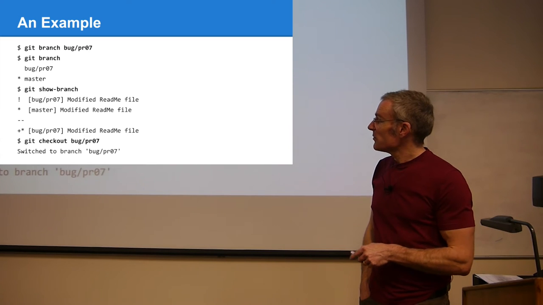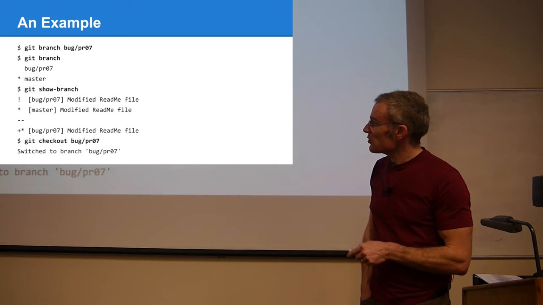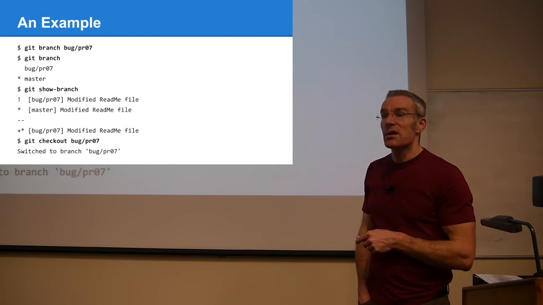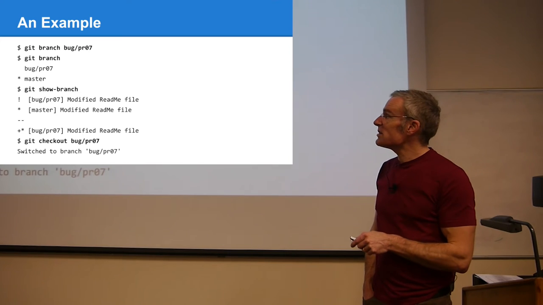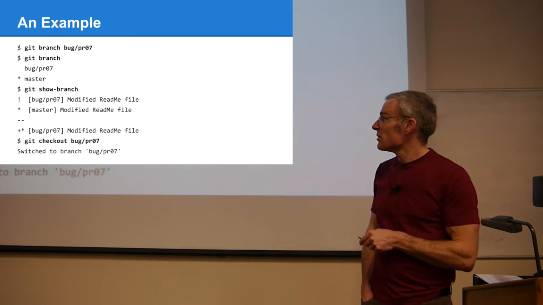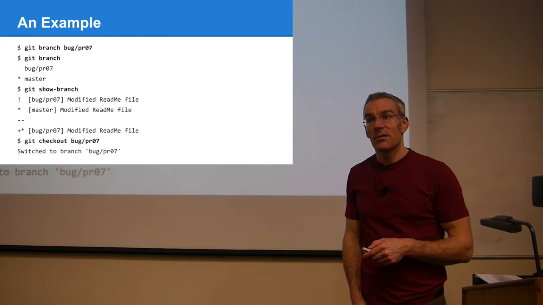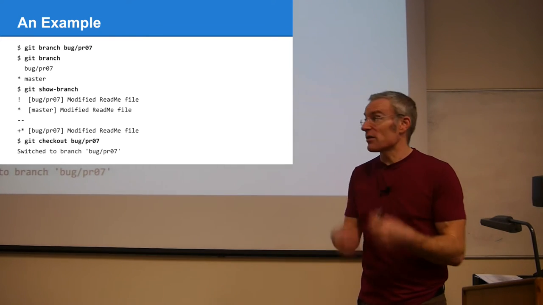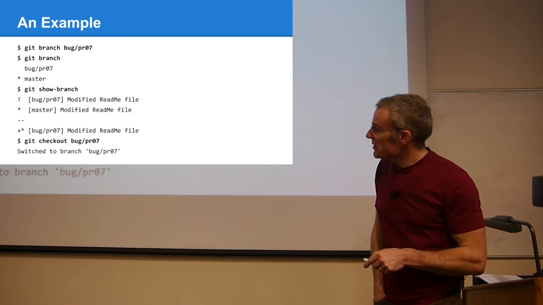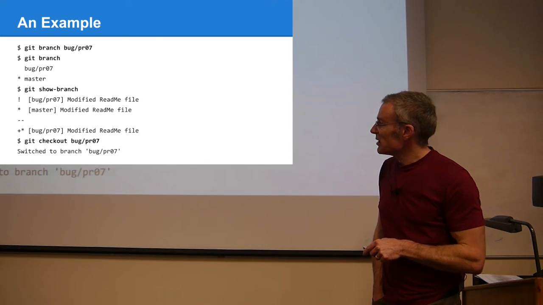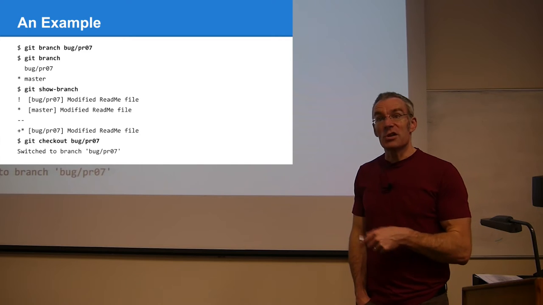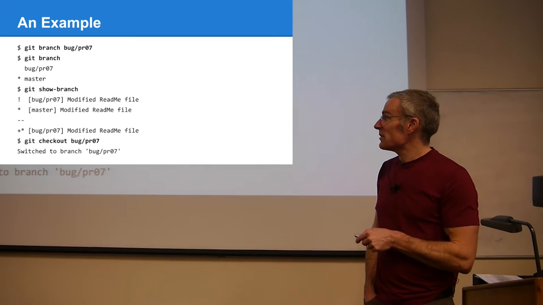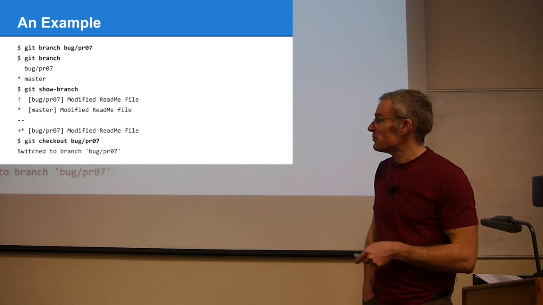git show-branch shows the structure of the branches. They've either got an asterisk against them or an exclamation mark. And this shows the last commit for every single branch in your local repository. As you can see, because I've only just created the new branch, they both show the same commit. That makes sense, doesn't it? Because they both show the same file contents. And down here you've got these funny symbols all over the place, bug-PR7, modified readme. I'll explain that in a minute: that explains which commits are in which branch.